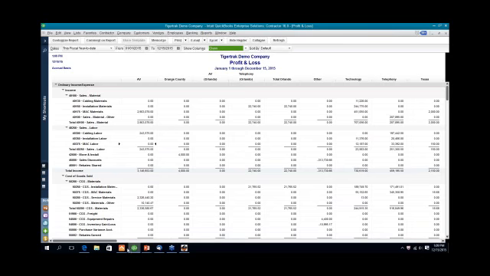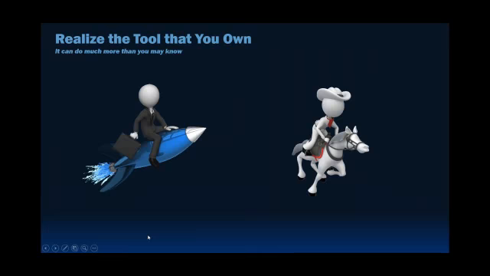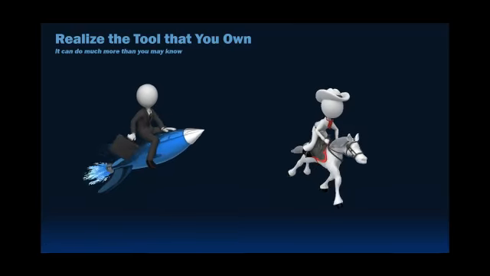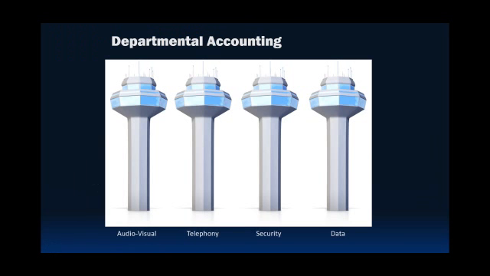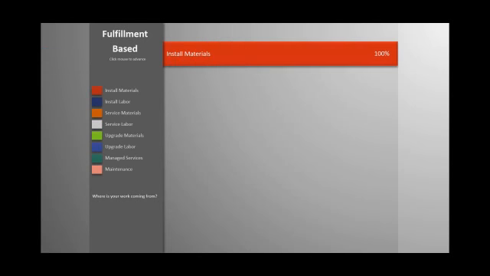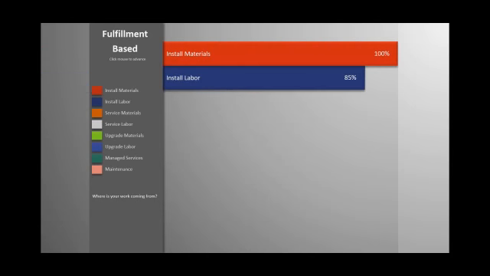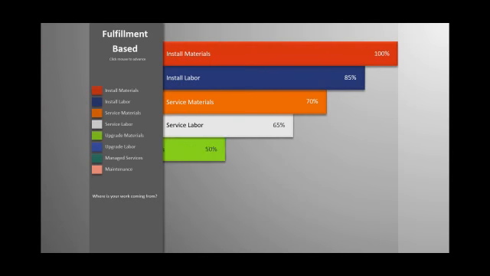So you guys have been given an awesome tool. You guys have purchased an awesome tool or been given it by management. Use it for what it can do for you. And that means doing departmental accounting, as we just alluded to. We're all talking about convergence all the time. We're all becoming AV companies, becoming telephony companies, becoming security companies. That means looking at things based on the type of work that you're doing. It means looking at things in a classified approach, just like you saw inside my profit and loss statement.